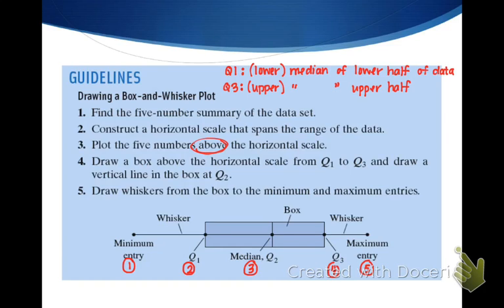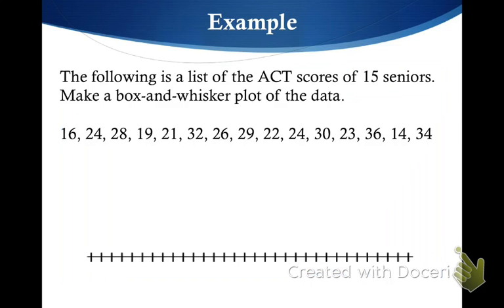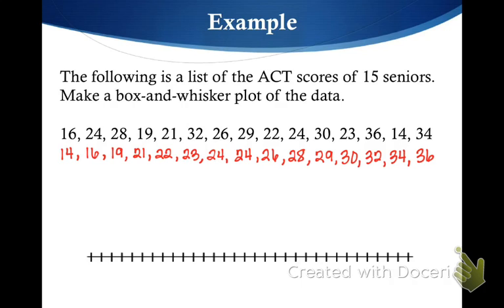So here we go. Let's do one. Here's a list of ACT scores for 15 different seniors. We want to make a box and whisker plot. Since we're going to be finding medians, that ought to tell you that you need to put this data in order. So let me do that. Ta-da! In order. So we can start really easily right off the bat by figuring out what the lowest number and the highest number are.